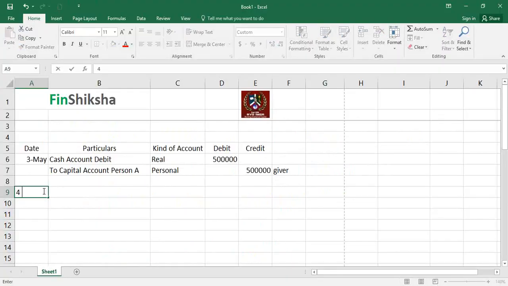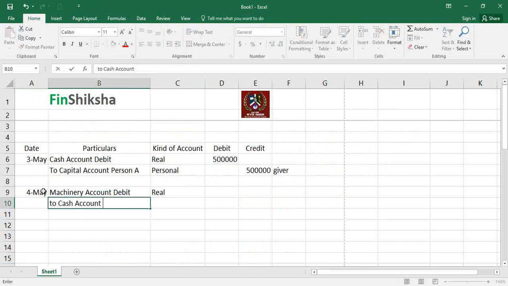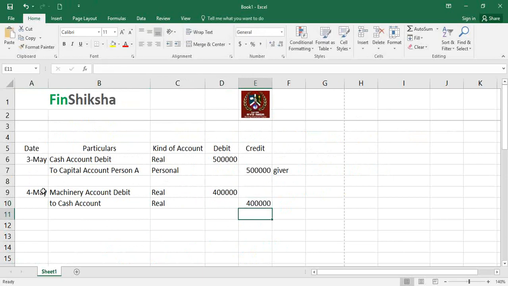So on 4th of May, machinery account debit. Why? This is also a real account. To cash account credit. Why? This is also a real account. What comes in? Machine comes in. What goes out? Cash goes out. So that's why we put cash in credit and machinery in debit, right?